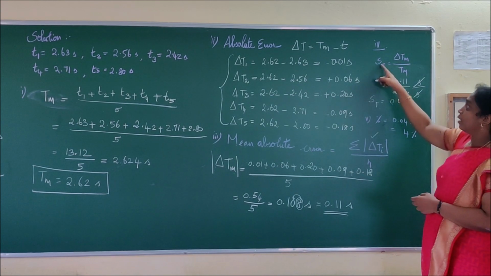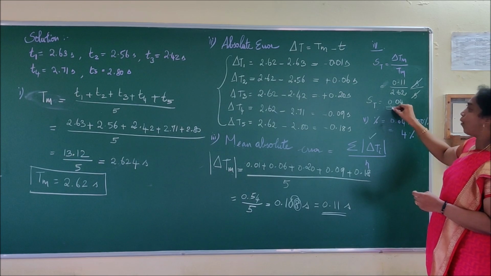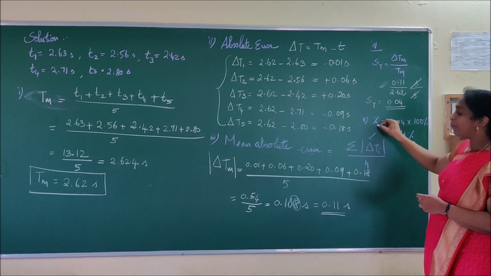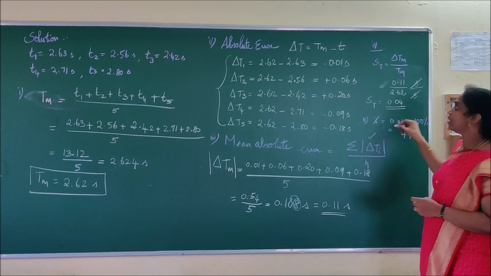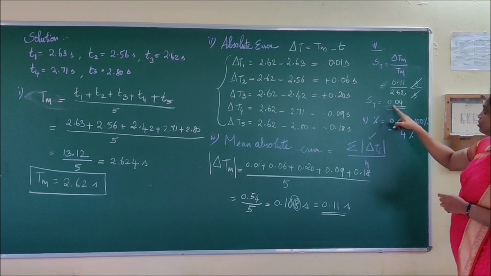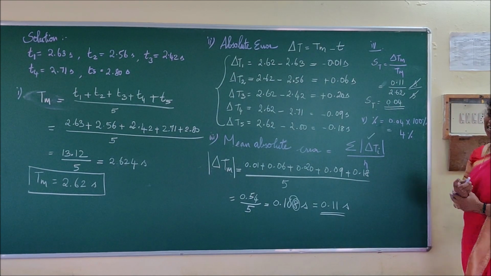Right? Relative error will have what? No unit. So it is only 0.04. Then I want to represent this value in terms of percentage error. So percentage error means what? Del Tm by Tm into 100. Therefore 0.04 into 100. So it turns out to be 4%.